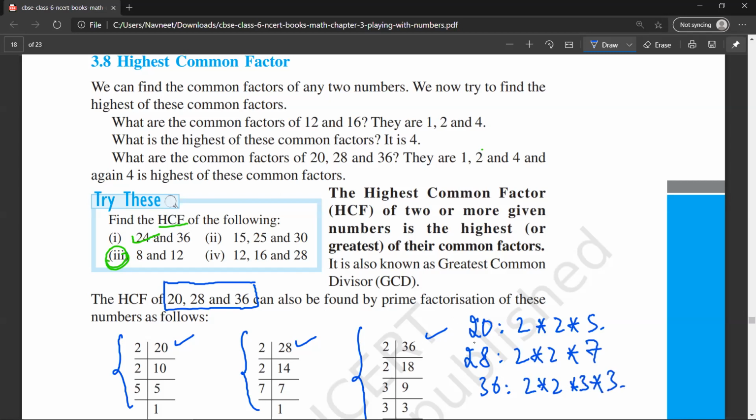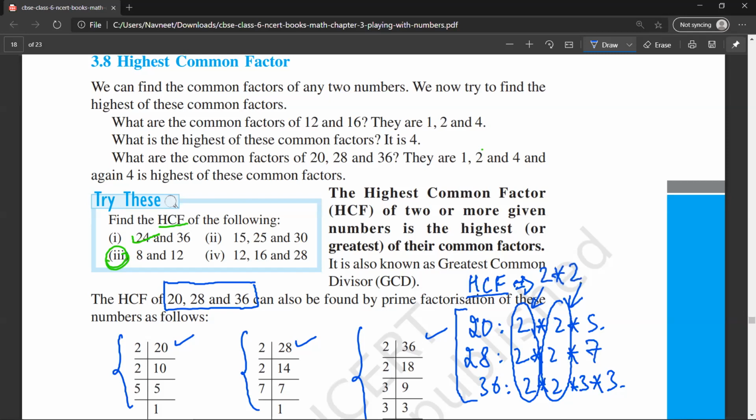Now, in this method, what we do is we find the common factors. The common factors are 2 and 2. So the HCF would be, Mr. Sarkar, what would be the HCF of 20, 28, and 36? I have found 2 as a common factor here and 2 as a common factor here. So what would be the HCF? Sir, 2 into 2 into 5 into 7 into 3 into 3.